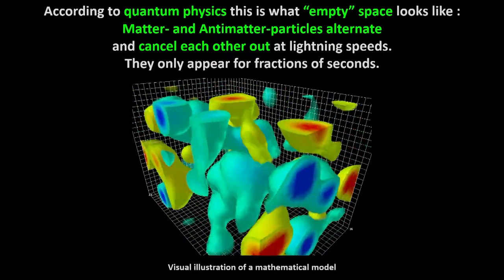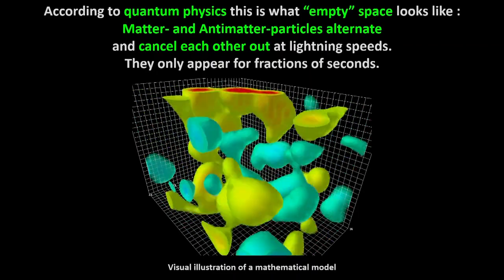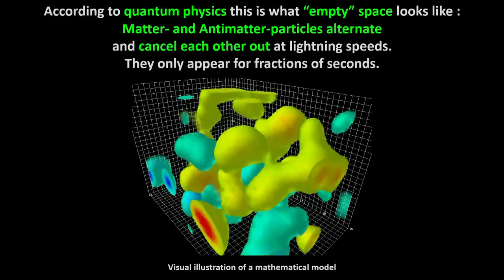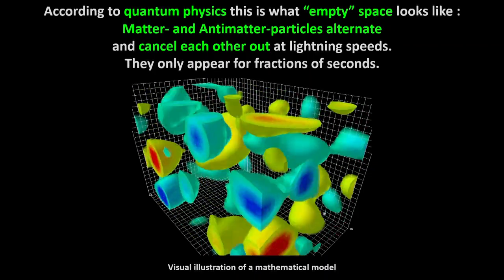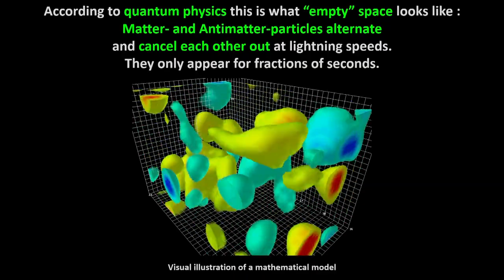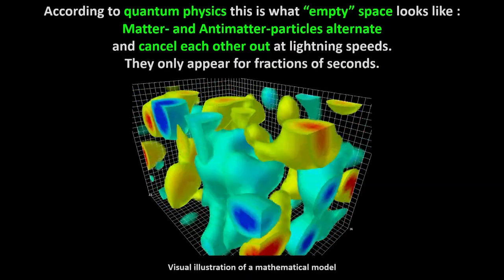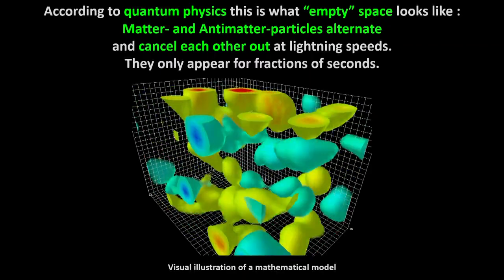Matter particles and antimatter particles appear for fractions of seconds and cancel one another out. So that's what nothing looks like. Empty space. That's the stuff that bends if you put a large mass close to it.